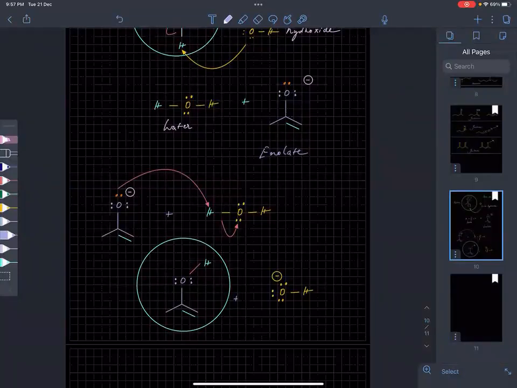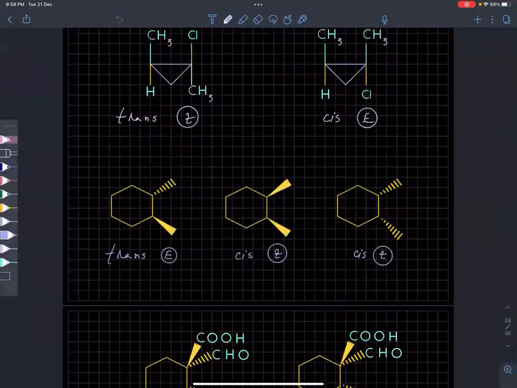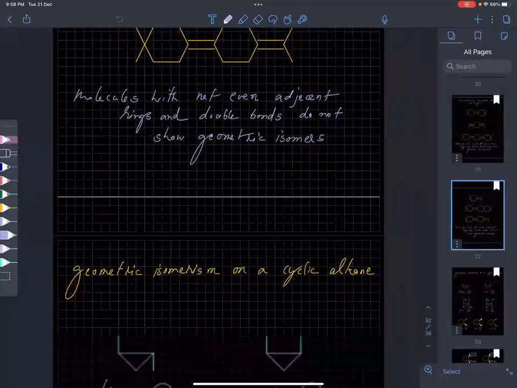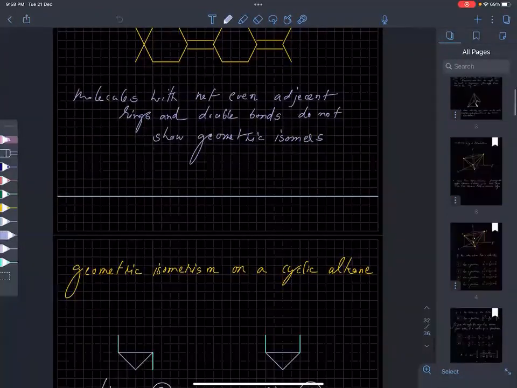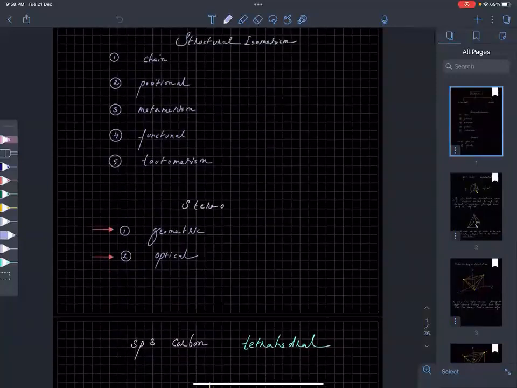Okay. Now let us go to the next isomerism, which is stereoisomerism. Basically, we have seen all the structural isomers. In stereoisomers, there are two big topics: one is geometric isomerism and the other is optical isomerism. I will deal with optical isomerism later, after dealing with geometric isomerism.